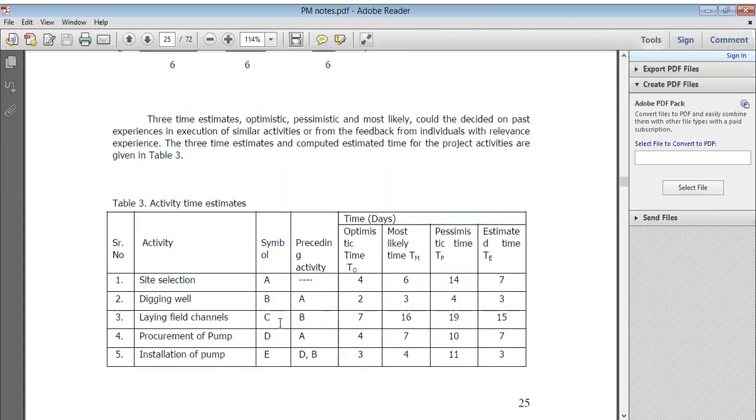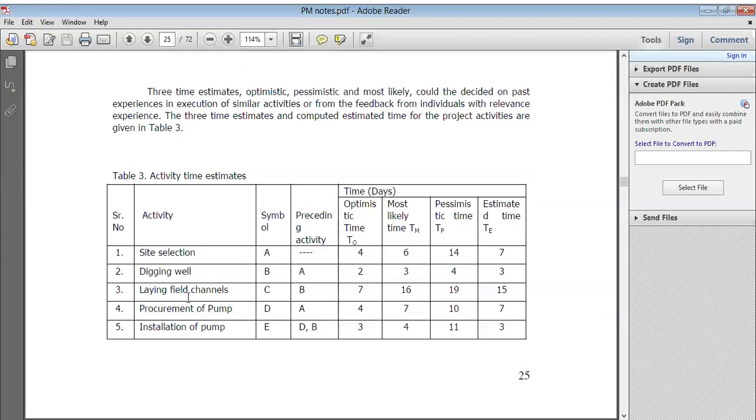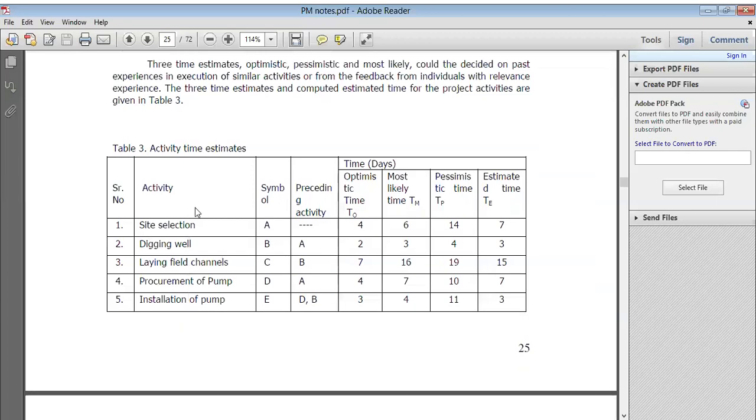But before that, we have seen the activity time estimation chart. Here the activity time estimation chart: the activities, the symbols, and the preceding activities we have already seen, and how we calculate the optimistic time, most likely time, pessimistic time, and estimated time. Whatever time you require, because it is given in the problem, on that basis you calculate it and divide it. So this chart is important to calculate the critical path, if you put exact numbers on that chart, right?